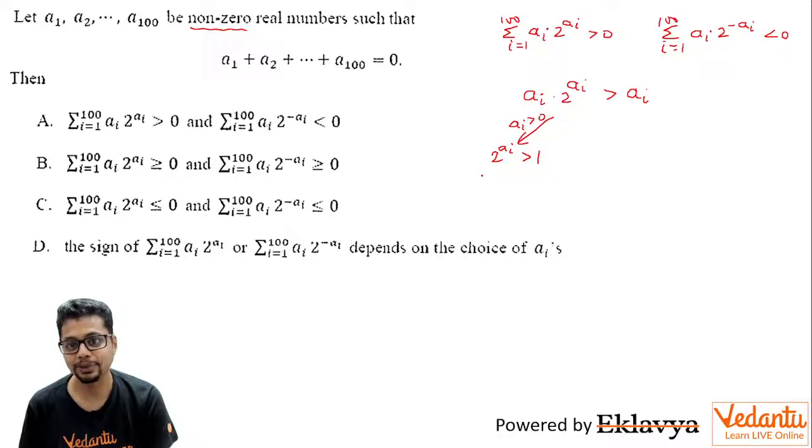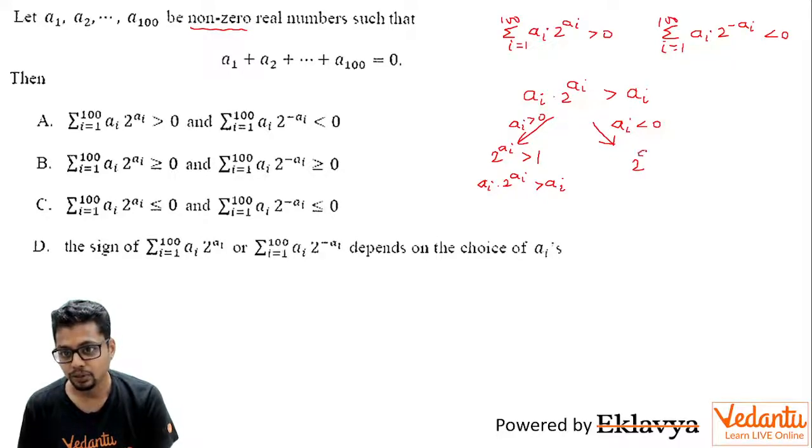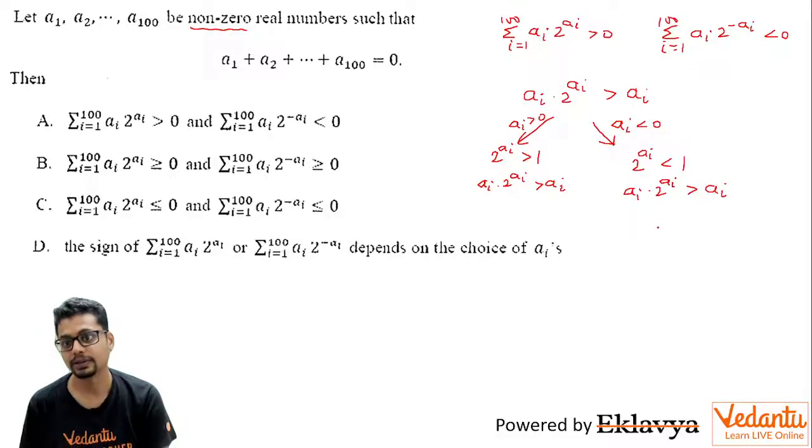And since ai is positive, you can multiply ai on both sides and the sign remains the same. So this holds for ai being positive. ai is anyway non-zero, so it can either be positive or negative. So what if ai is negative? If ai is less than 0, then 2 to the power ai will be less than 2 to the power 0, which is again 1. And since ai is negative, when you multiply ai on both sides, the sign will reverse.